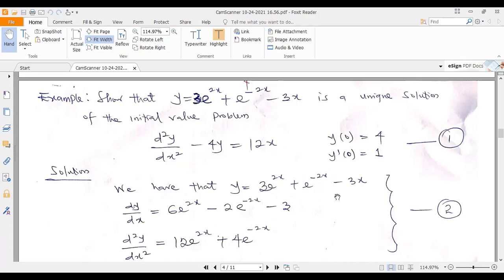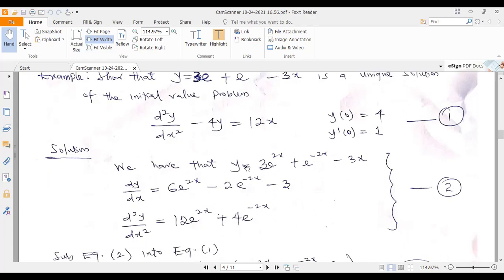Now, let's look at the solution. Let us differentiate the solution. If you differentiate y with respect to x, how do you differentiate exponential? You differentiate the power, which is 2x, then you have 2 times 3, which gives 6. So we have 6 exponential 2x. Then minus, if we differentiate minus 2x, that gives us minus 2, then minus 2 times this gives minus 2. Then if we differentiate minus 3x, it gives us minus 3. So we have dy/dx to be this.